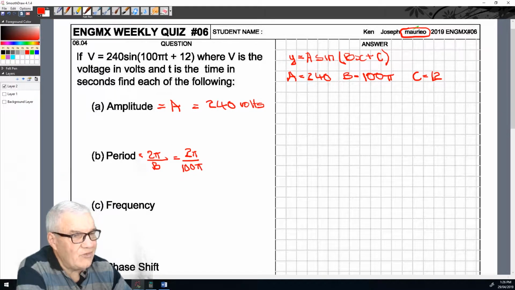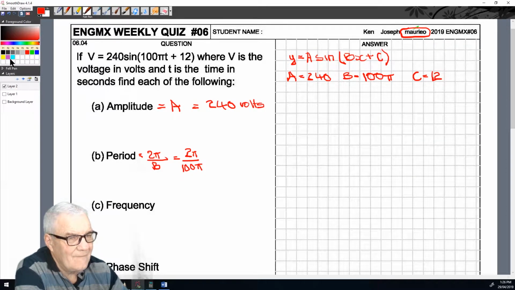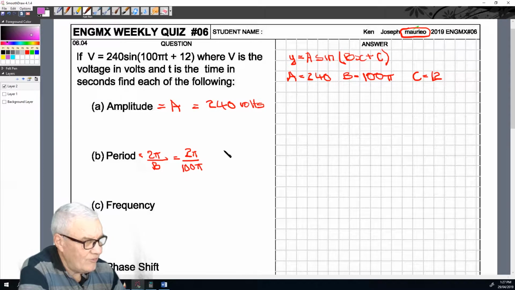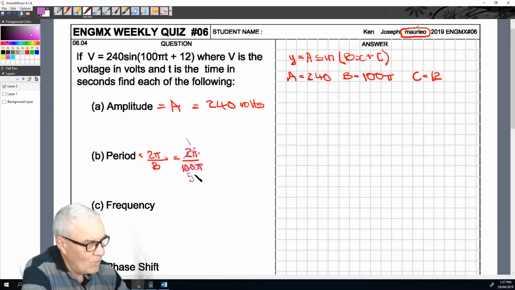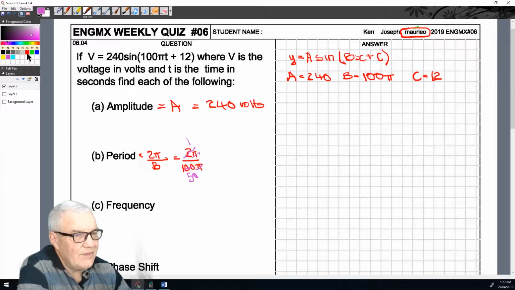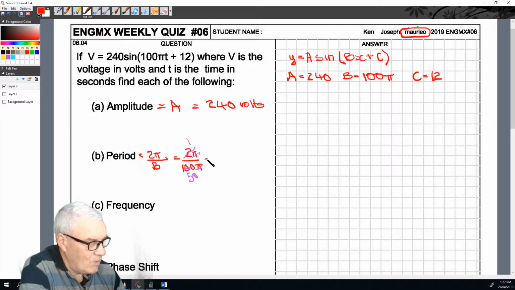So the pi's cancel out. We've been cancelling with magenta maybe. Okay, so the pi's cancel out. And the 2 can cancel 1, and that can be 50. So what we get there is it equals 1 over 50, and that's seconds.